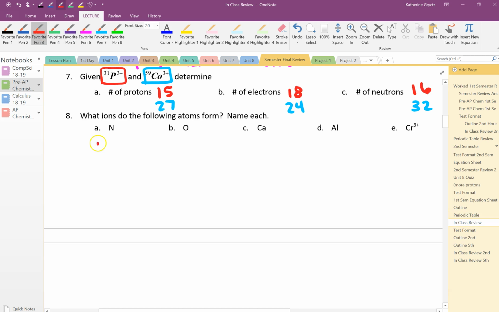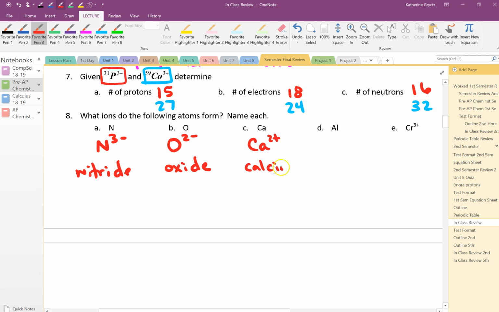So if you look at the periodic table, nitrogen should make N with a -3, and we call that nitride. So the idea was if it came from the periodic table and we're making it negative, the ending changed to IDE. If you do B, if you look up oxygen, it should have a -2 charge, and we called that oxide. Okay, when you look up calcium, you should have a +2 charge.